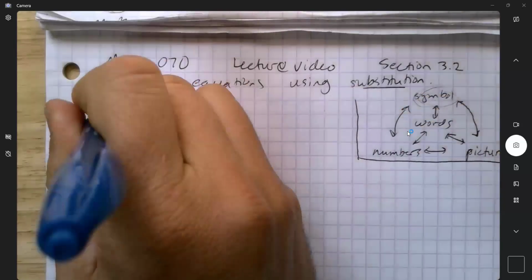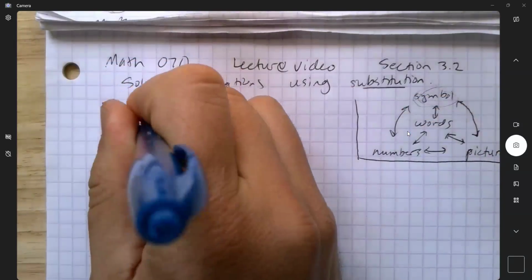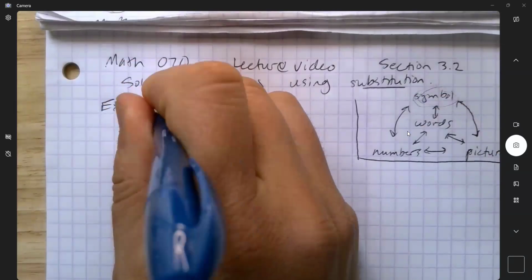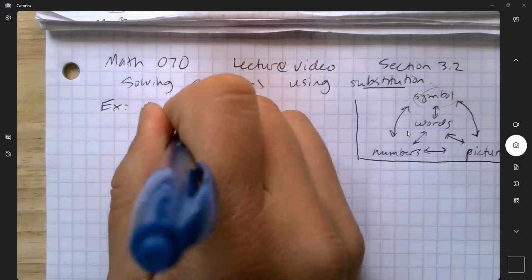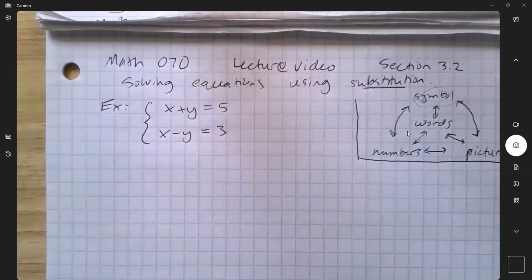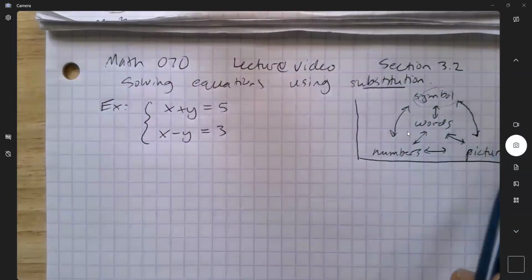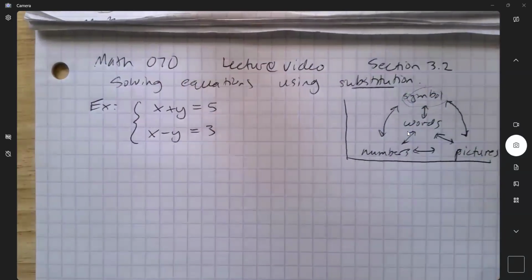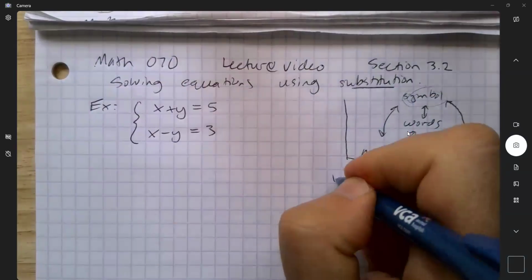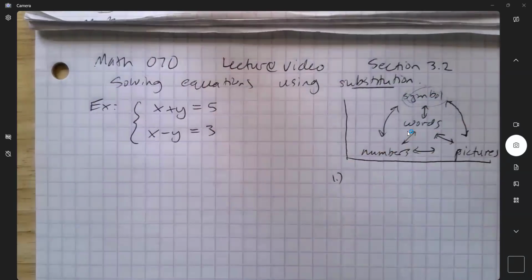So I'll use an example to get us started, and it'll be my example from the last video, x plus y equals 5 and x minus y equals 3. We already solved that using graphical methods and actually also using numerical methods by guessing and checking. But we're going to solve this using substitution. And there's a set of 5 steps that I want you to follow when solving an equation using substitution.